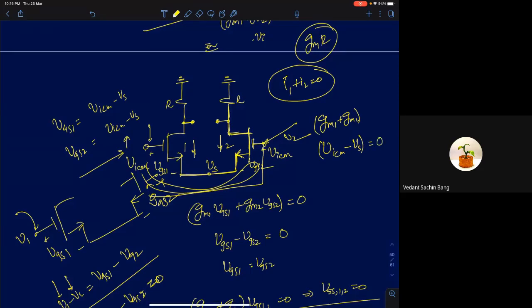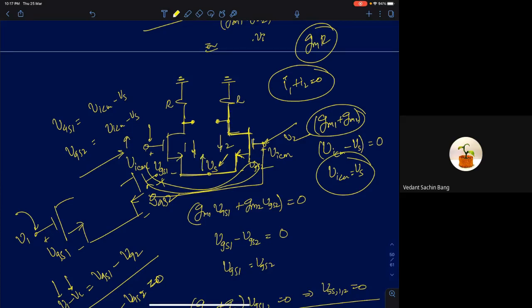Okay, VICM minus VS should be equal to 0. Since they are transconductors, biased devices with a fixed current, GM1 and GM2 cannot be 0. Therefore, your VICM will be equal to VS. The source node voltage will exactly come to VICM, so it will perfectly track VICM as it is.